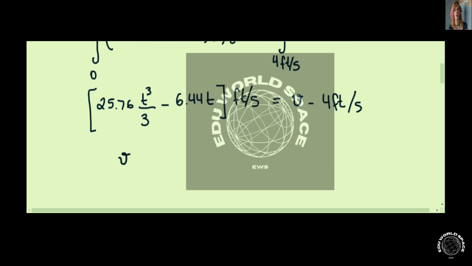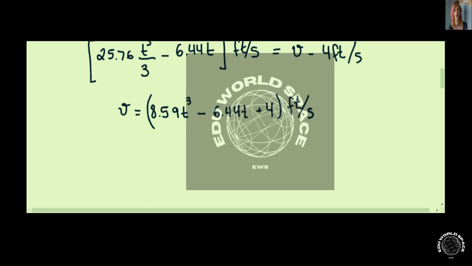So v is equal to 8.59 t cubed minus 6.44 t plus 4. This is all in feet per second. Okay, so this is the speed. Our goal is to find the speed when the block traveled a distance of 30 feet. Notice that we don't know at what time that happens. Okay, if we knew the time when that happened, we could simply insert the time into the equation.